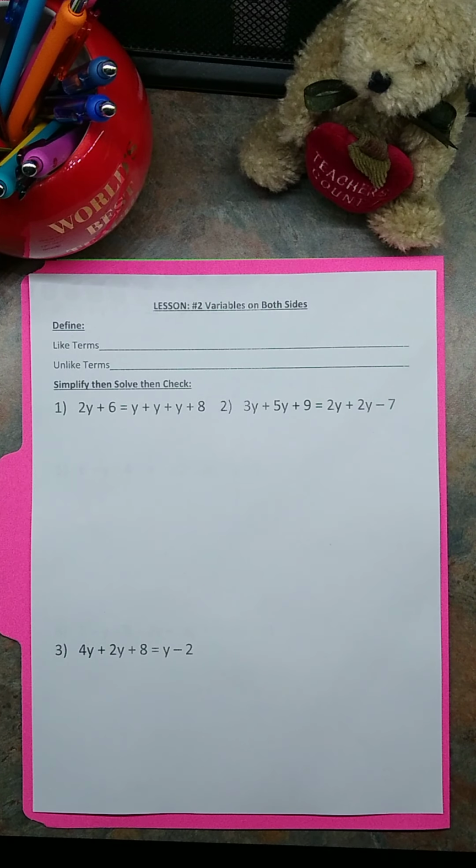Lesson 2, Variables on Both Sides. Like terms have the same variable, same exponent. You can combine them. You can add them and subtract them. Unlike terms have a different variable and/or different exponents. You can't add them or subtract them.